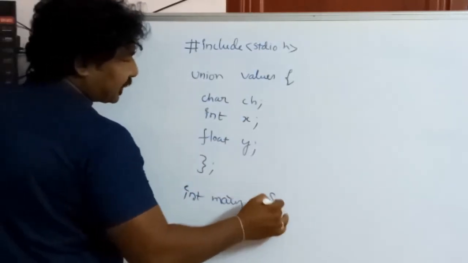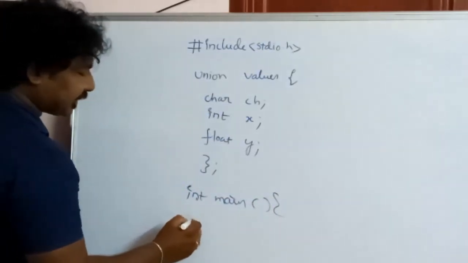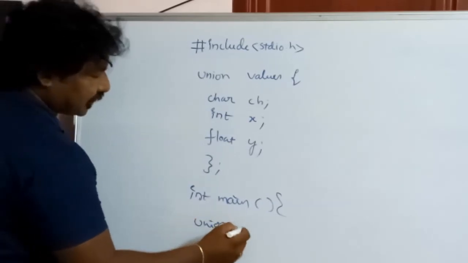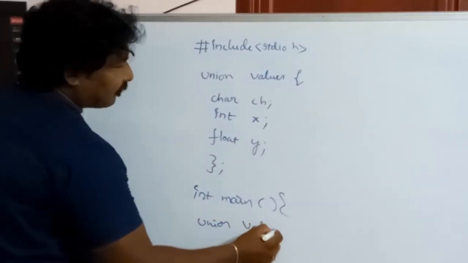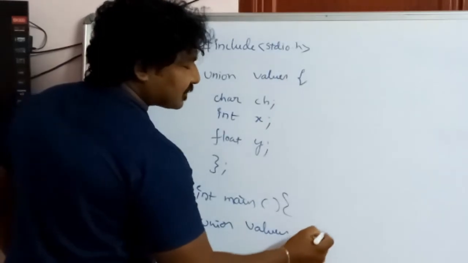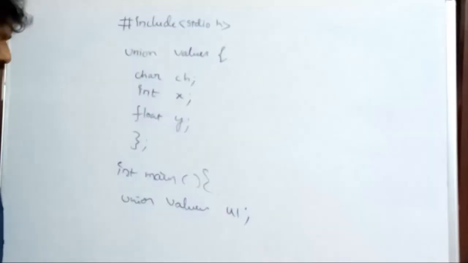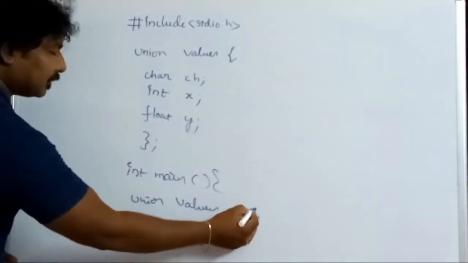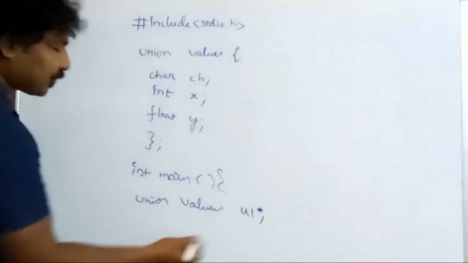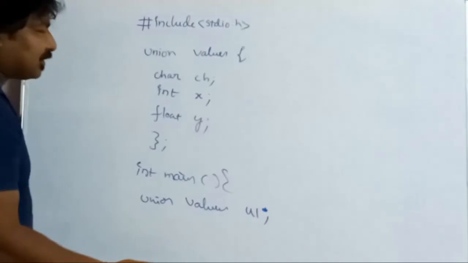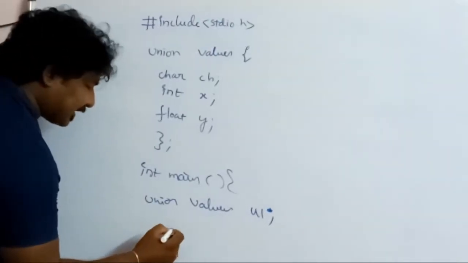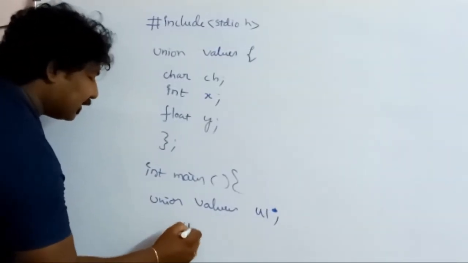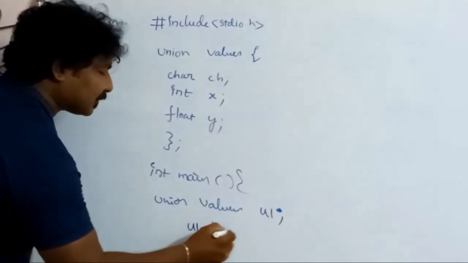Okay, friends, so just look at this program. We have declared a union of type values, and I am declaring a variable as u1 here. Then I want to store values into this. You can simply put the values like this. For example, u1.ch is equal to 'a'.